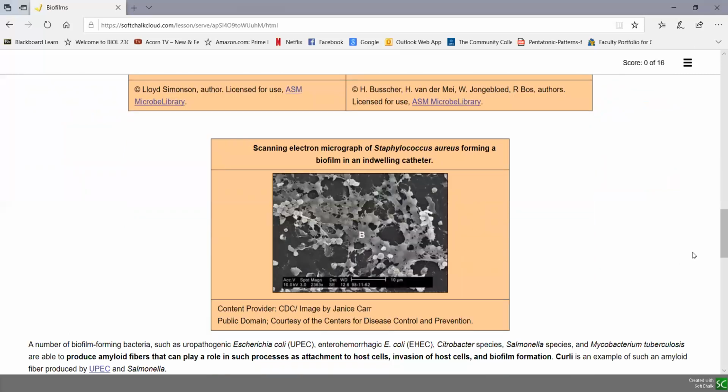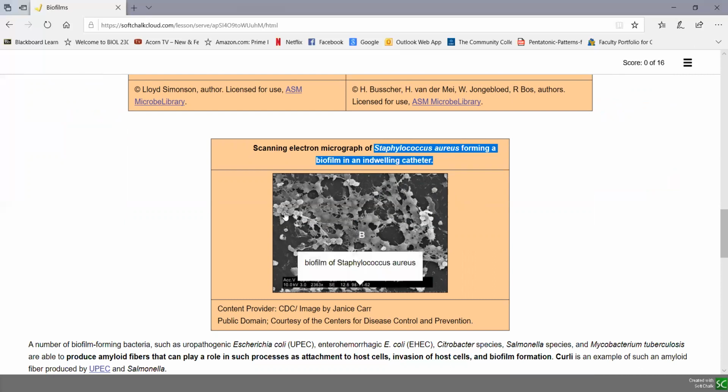Here's another nice picture of a biofilm. This is Staphylococcus aureus forming a biofilm on an indwelling catheter. So we're looking inside the catheter tube, and here we see the clusters of staphylococci, but here's the biofilm they're secreting. So they're adhering to the inner wall of the catheter, and that allows them to colonize and persist, and then eventually spread into the body through the catheter.